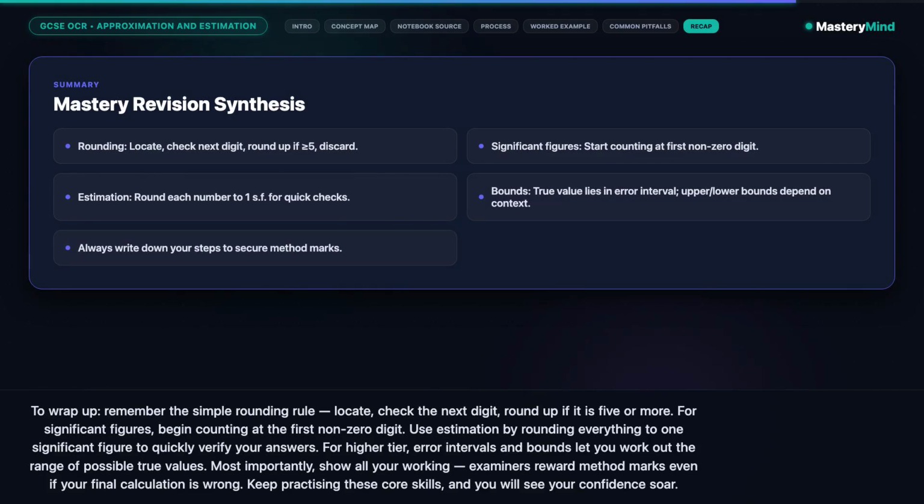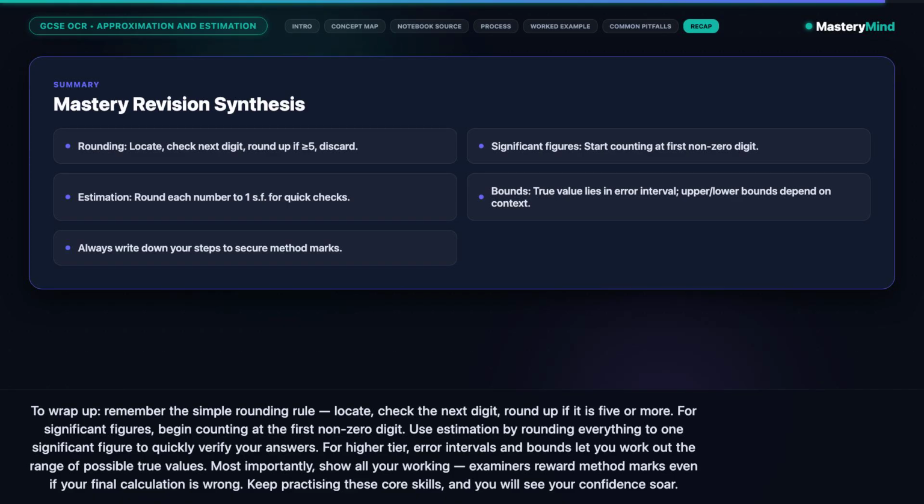To wrap up, remember the simple rounding rule: locate, check the next digit, round up if it is 5 or more. For significant figures, begin counting at the first non-zero digit. Use estimation by rounding everything to one significant figure to quickly verify your answers. For higher tier, error intervals and bounds let you work out the range of possible true values.